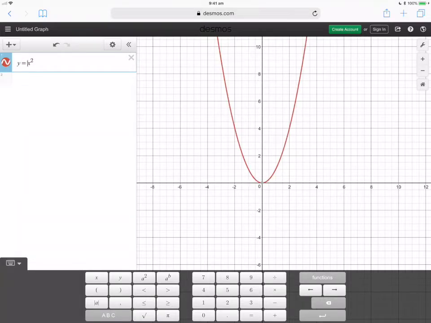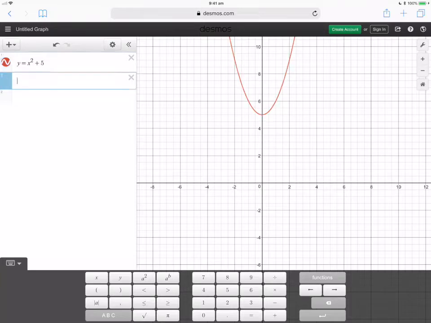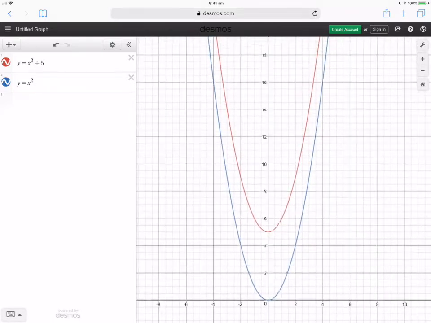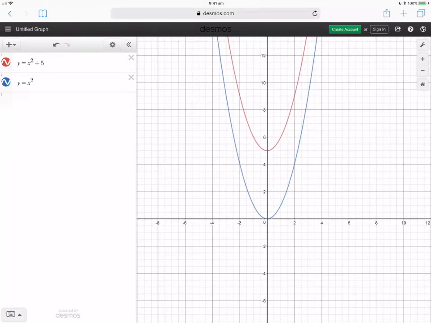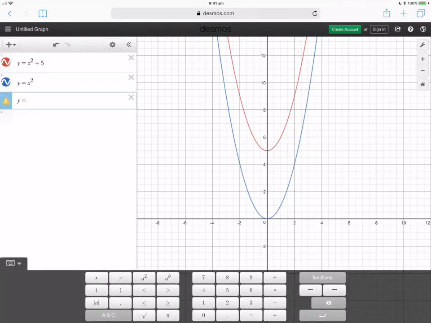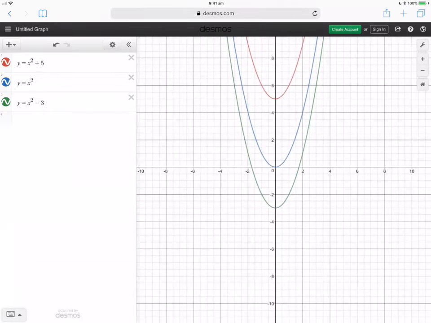We can also affect the position of the parabola. So if I now added a number to the end of our equation, at the moment we've just got y equals x squared, but if I made it y equals x squared plus 5, notice what's happened is it's the same parabola as y equals x squared. It's just been shifted up 5 units. On the other hand, if I went y equals x squared minus 3, it's the same parabola, except this time it's been shifted down 3 units.